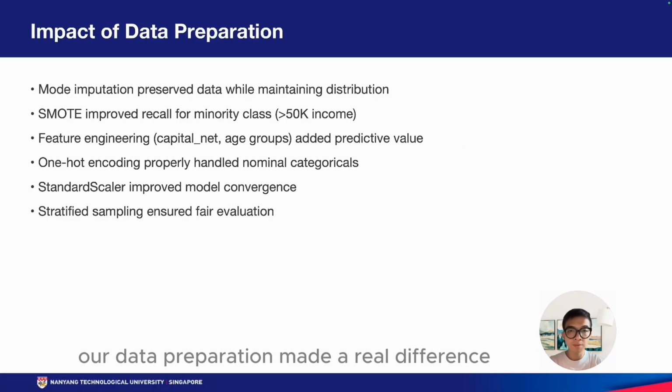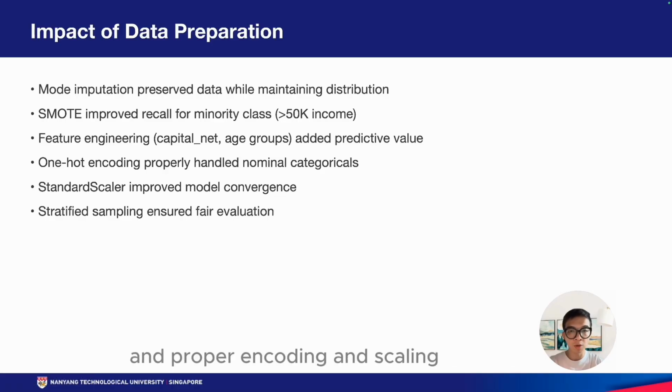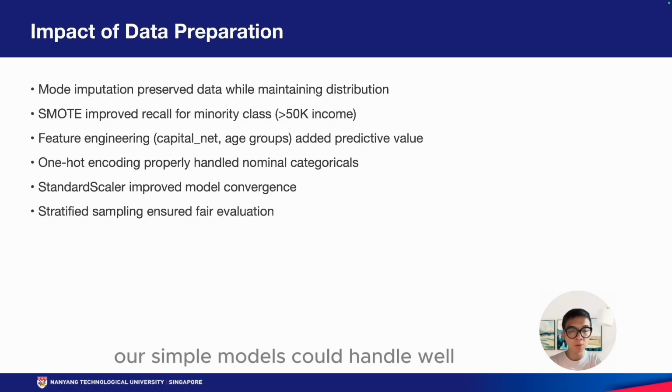Our data preparation made a real difference. Mode imputation preserved all 32,000 records. SMOTE improved recall for the minority class. Feature engineering added valuable predictive signals, and proper encoding and scaling helped our models learn more effectively. Together, these steps transformed a messy dataset into one our simple models could handle well.